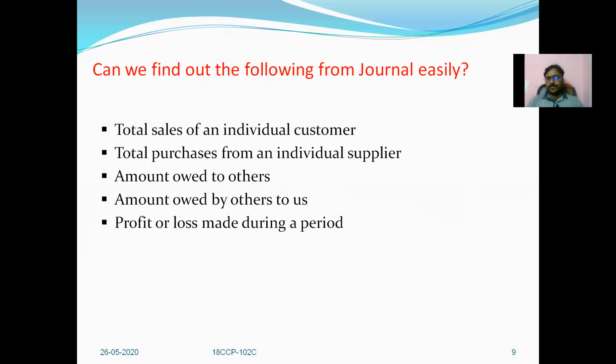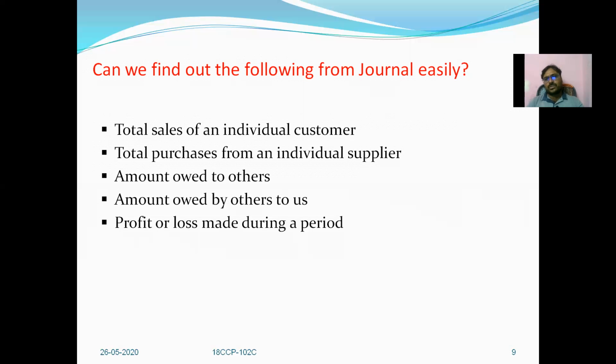So next question, can we find out the following from journal entries? Easily. What you do in journal entries means we simply write transactions in journal form, right? This is journals. In journal form, can we get any answer from these questions?